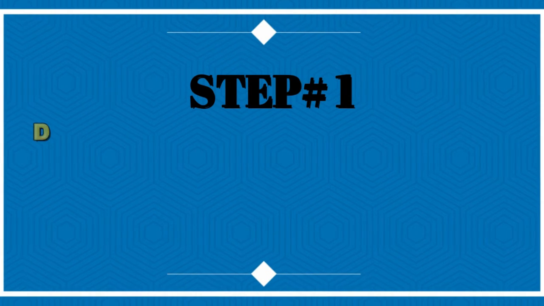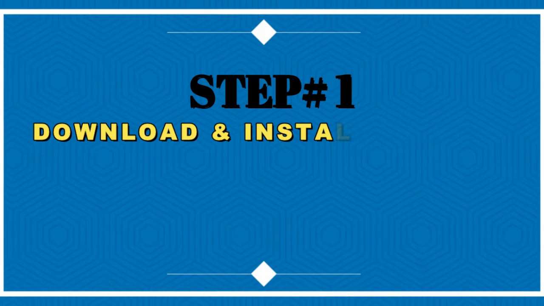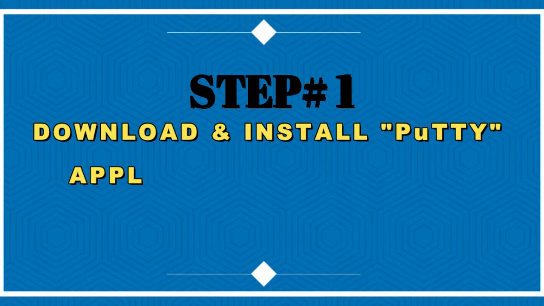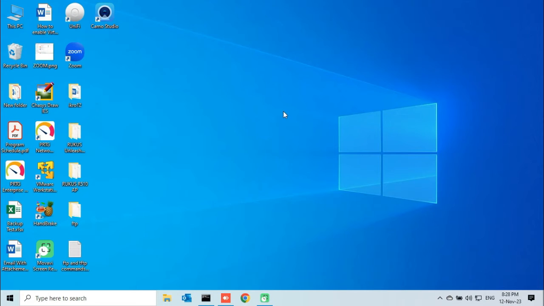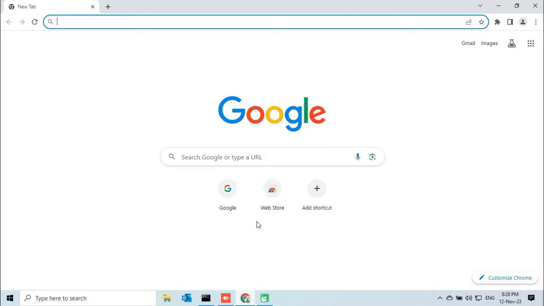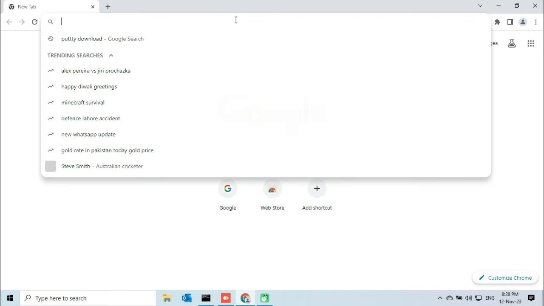Step number 1. Download and install PuTTY application on Windows. First of all, I will show you how to download the PuTTY application for your operating system. To download the PuTTY application, I will open the web browser, and then go to www.google.com.